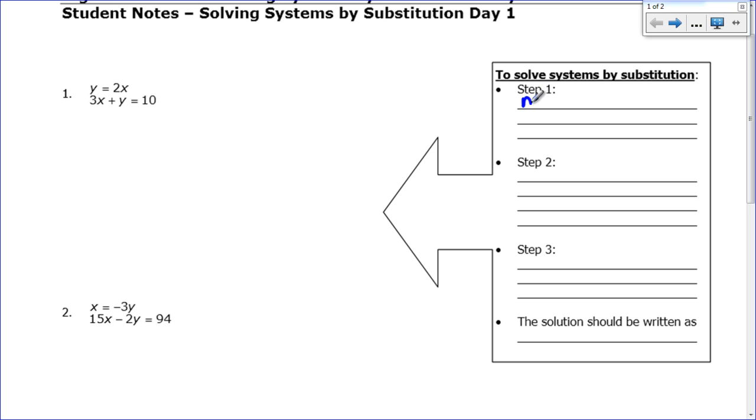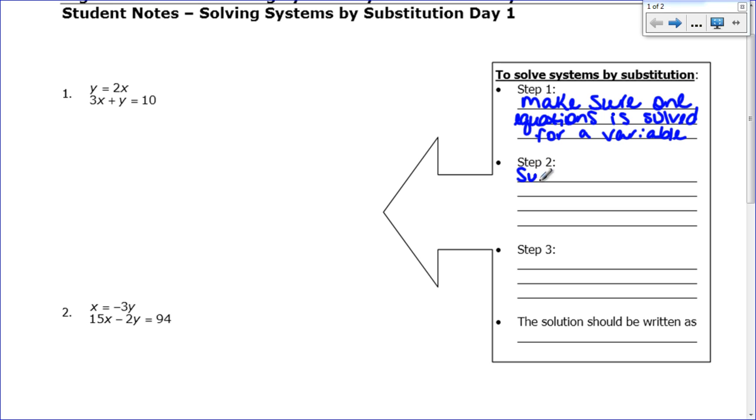Step number one is to make sure one of your equations is solved for a variable. So it has either x or y by itself. So you've got to have a variable all alone. That's the very first thing we have to do. So if we look over here at our first example, I see that my first equation says y equals 2x. So I've got an equation that is solved for a variable because y is by itself.